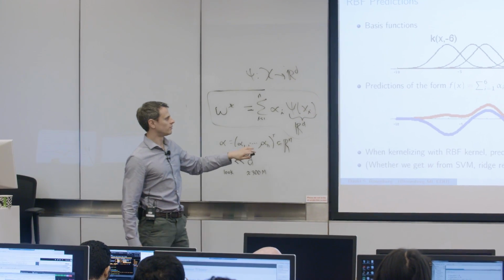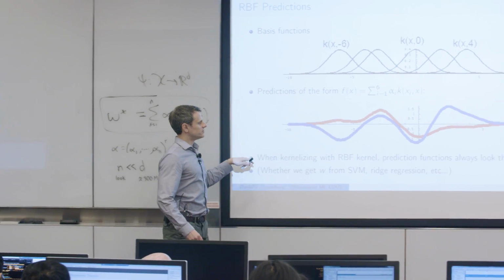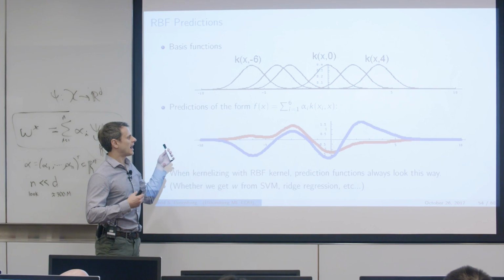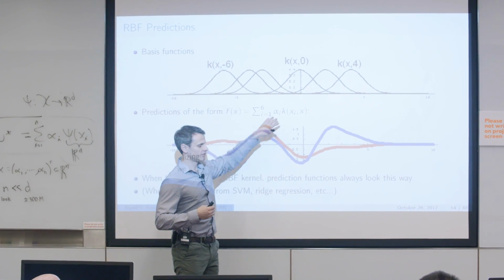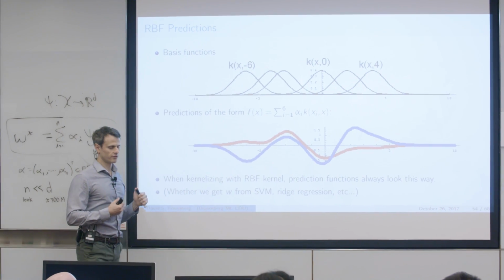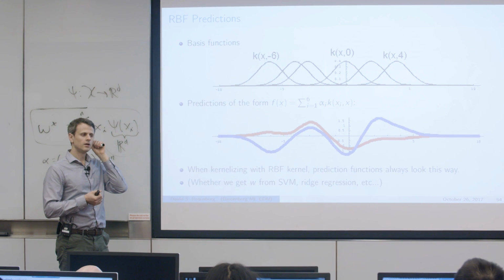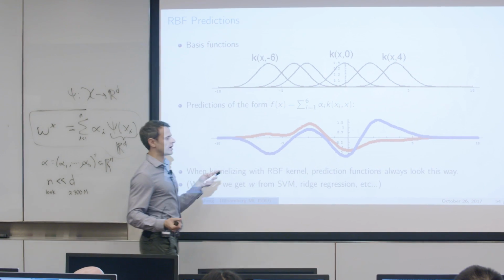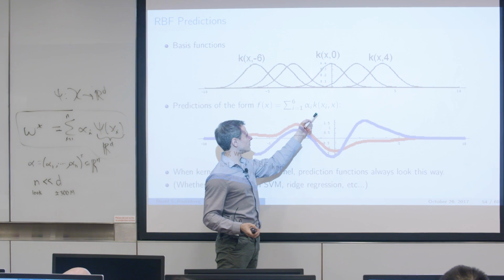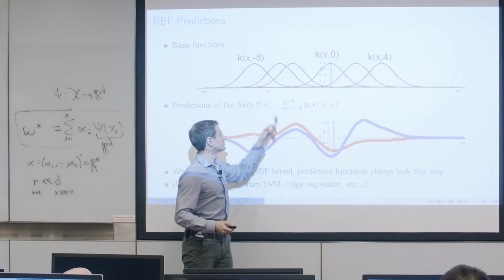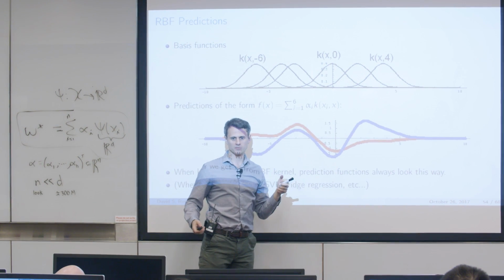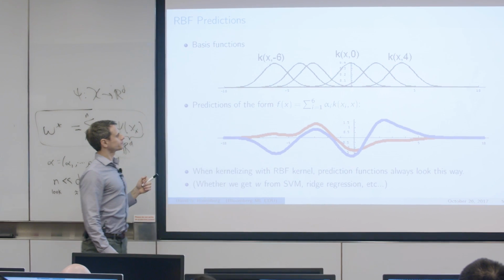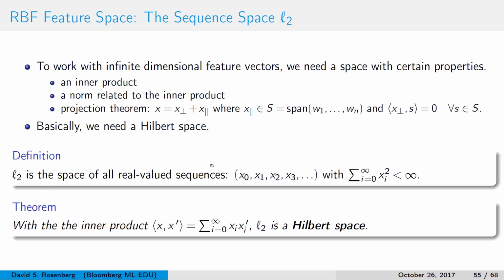And one point I really wanted to make is that whether you find your alphas, find your f, from a support vector machine or from regularized ridge regression, it's still going to have the same basic form by the representer theorem. It's still going to be this linear combination of the kernel basis functions centered at your training points.